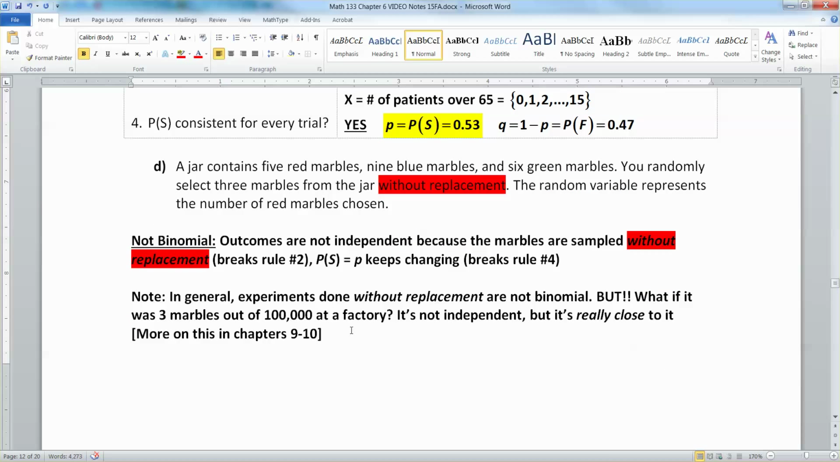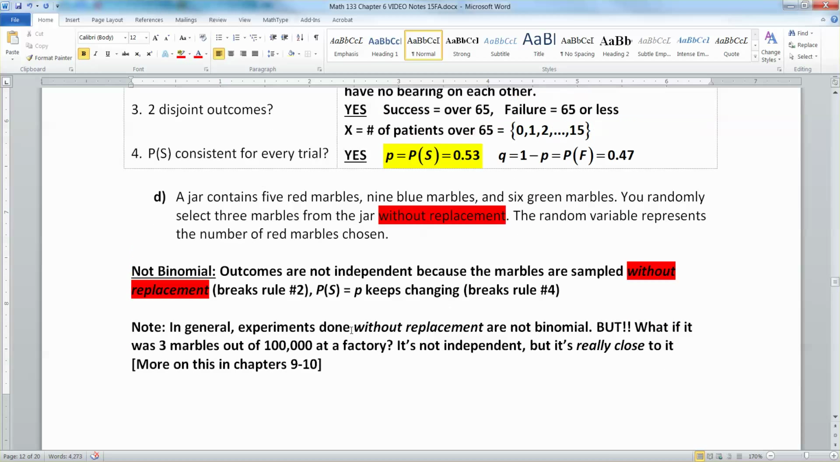All right, we'll stop right there. And in the next video, I'm going to show you how to find the probabilities associated with these experiments.